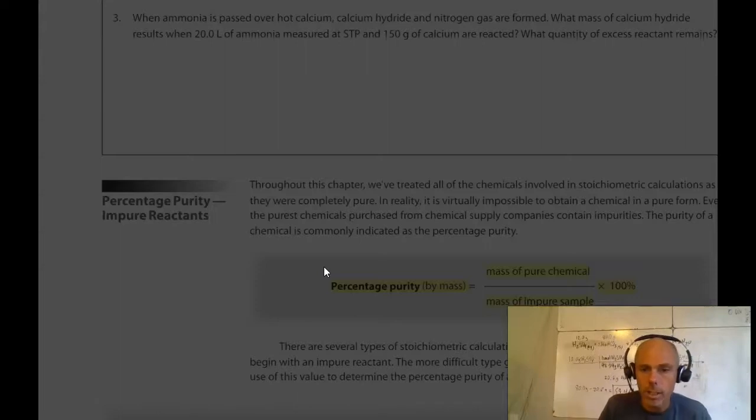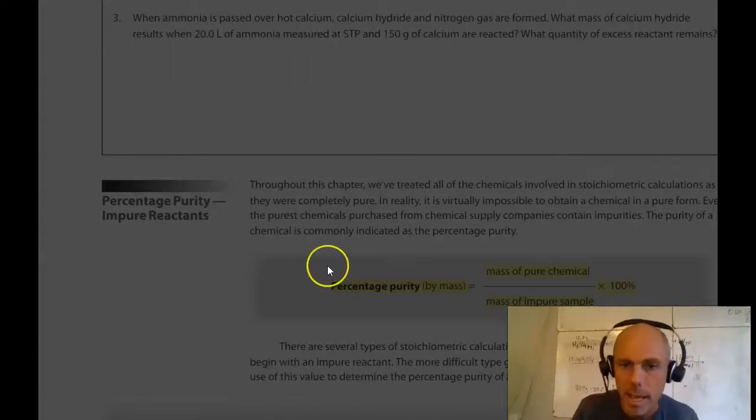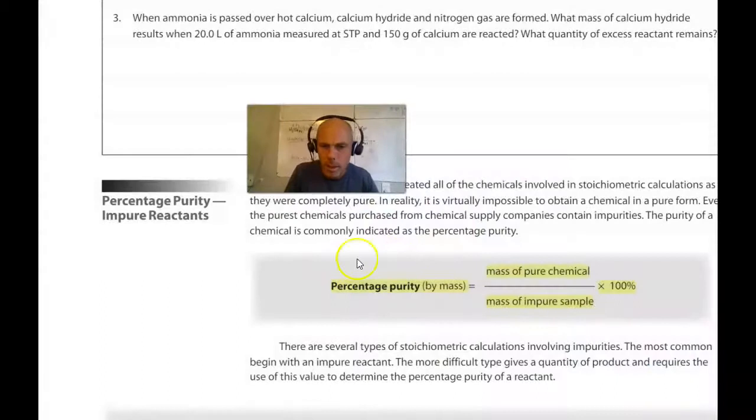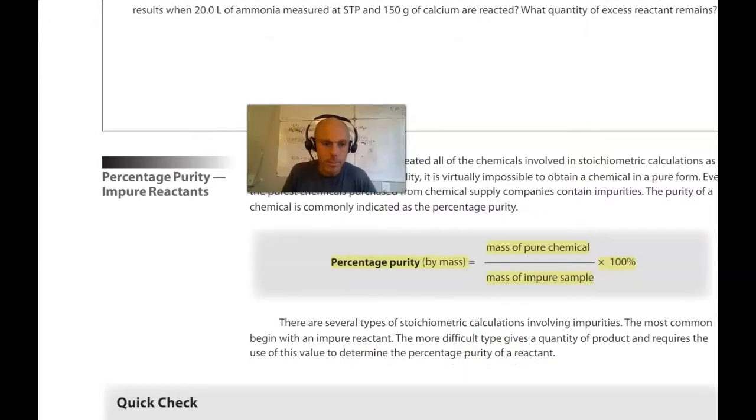So if we, for example, had 10 grams of a sample that had sodium in it and some impurities, that'd be the 10 grams of impure sample on the bottom. And if we knew 8 grams of it was pure sodium, 8 over 10, of course, would be 80%. So it's the mass of the pure component of the chemical divided by the mass of the impure. There's a couple quick check problems down below that you could do if you want, but I'm not going to solve this with you right now.